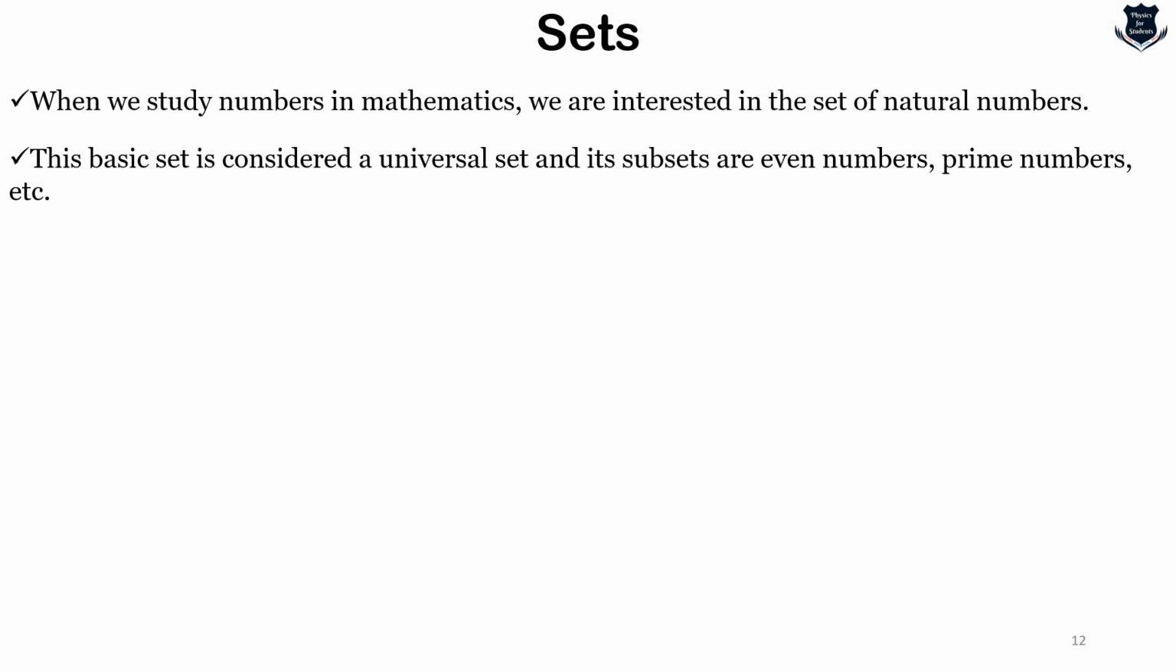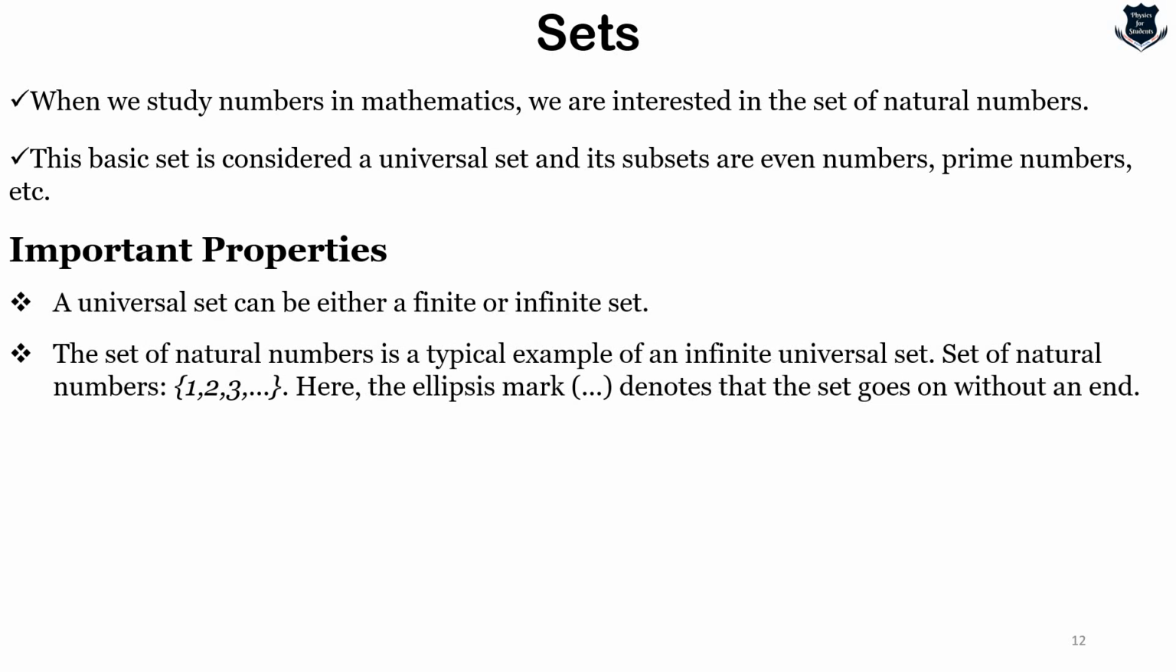Okay, now when we study numbers in mathematics, we are interested in a set, obviously, with natural numbers. The basic set, which is the bigger one, is considered a universal set, and its subsets are even numbers, prime numbers, fractions, and so on. So now let us see with an example how things would be easier. We have some important properties.